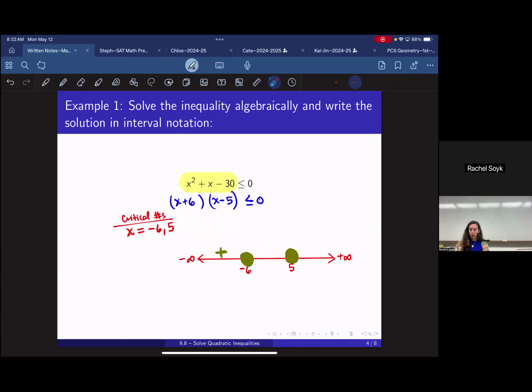Now let's jump to here. What's a value between negative 6 and 5? Always choose easy values. 0, right, falls between those two numbers. So we plug in 0 for x and we get 6. We plug in 0 for x here and we get negative 5. Positive 6 times negative 5 gives you a negative value. And now we're going to choose a number greater than 5, 10. 10 plus 6 is 16. 10 minus 5 is positive 5. A positive times a positive is indeed a positive.